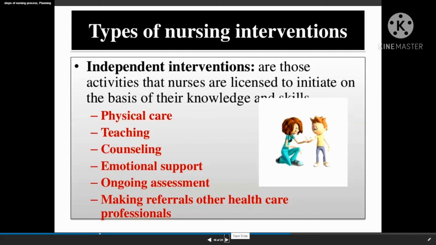Suppose the patient has come with a fever. Ongoing assessment means you will be frequently checking the patient's temperature. Then, making referrals to other healthcare professionals. It's not seen in every hospital, but in some hospitals the nurses take the initiative to collaborate with the other health team independently.